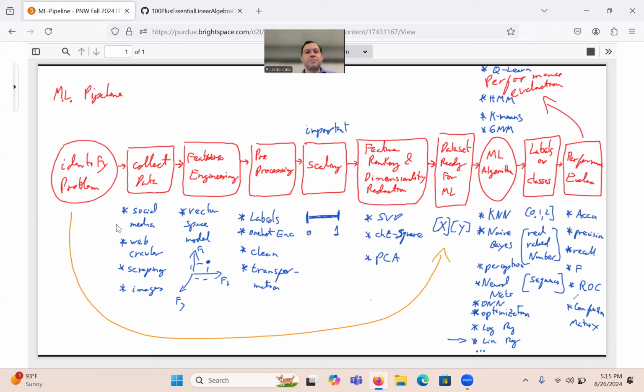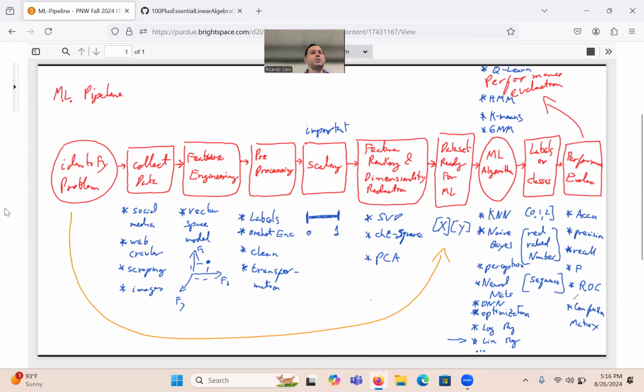During that process, between identifying the problem and getting the data set ready for machine learning, you'll usually have a lot of steps. You'll have collected data, feature engineering, data processing, scaling, feature ranking, dimensionality reduction, and so on. You don't always have to do all these steps, but in general, these are some of the steps you can do, okay?